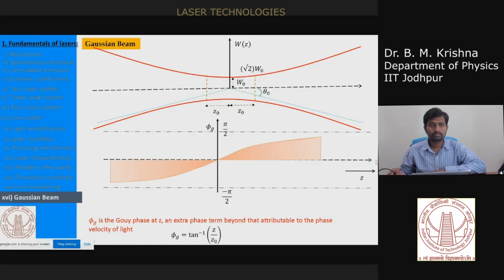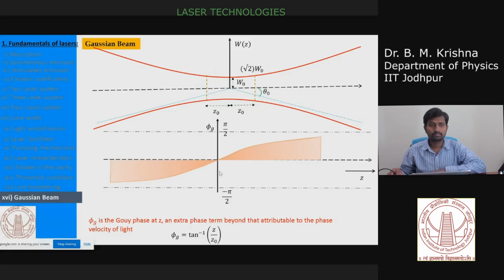So this can be observed in many of the experiments. In some experiments it doesn't show, but in principle this Gouy phase shift can appear in Gaussian waves due to their phase velocity domination in the focal plane. Okay, I hope you know about the phase velocity and group velocity.